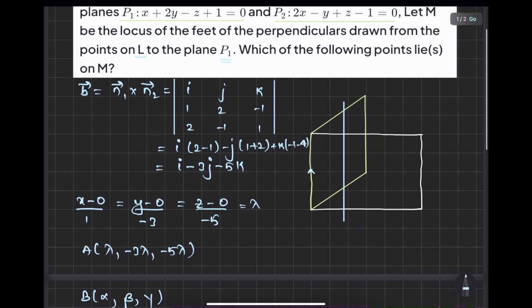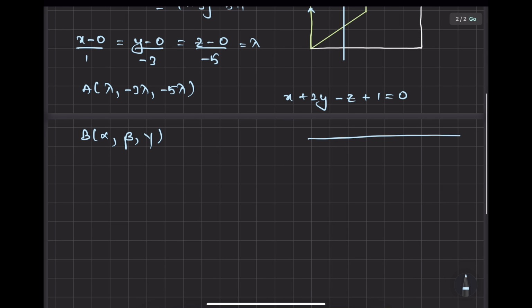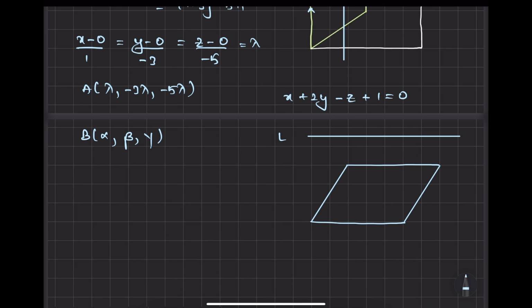Okay, and you want to draw the foot of perpendicular on plane 1. So plane 1 is what? x plus 2y minus z plus 1 equals 0. So suppose that this is your line L and this is your plane. Okay, and if I give you the equation of a plane, you can find a vector normal to the plane. Now from the line L you need to drop the foot of perpendicular.